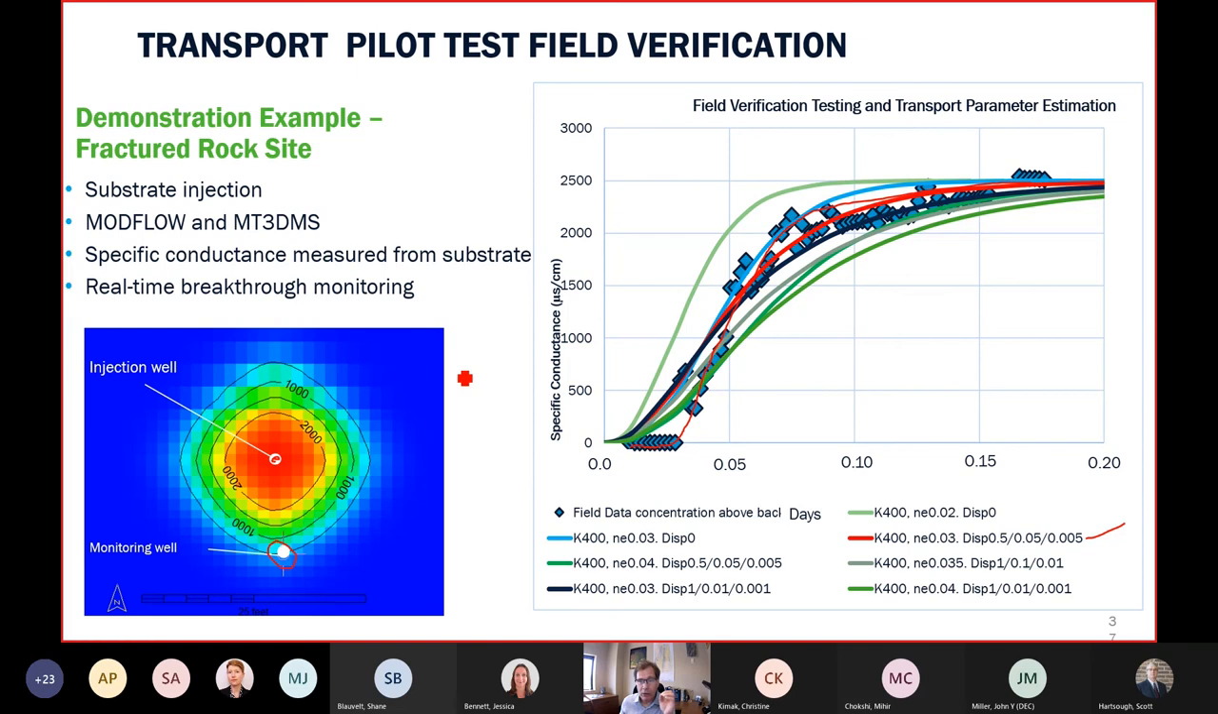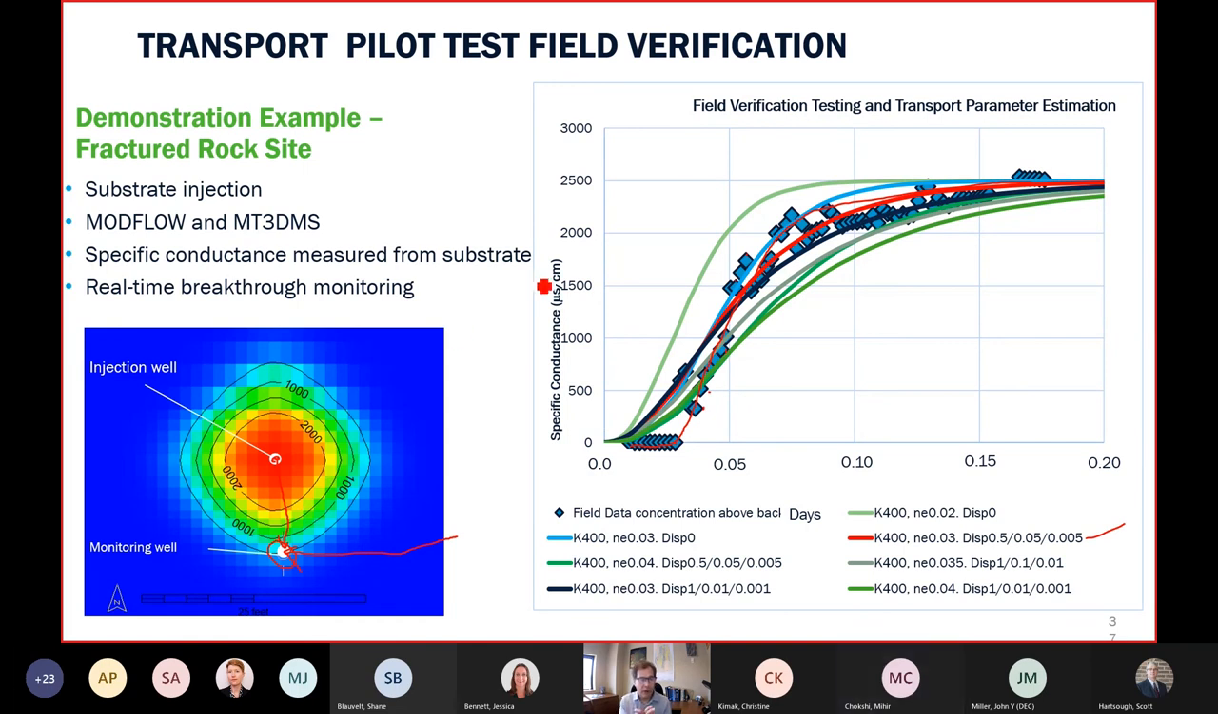If there are pumping wells on a site, it's better to have the flow rates from those pumping wells because then it becomes a three-dimensional calibration. And for something like what's shown here, this is a field verification. I installed a specific conductance probe in this location. As I injected vegetable oil substrate, which has a high specific conductance, I was able to track the specific conductance as it arrived in this breakthrough plot.